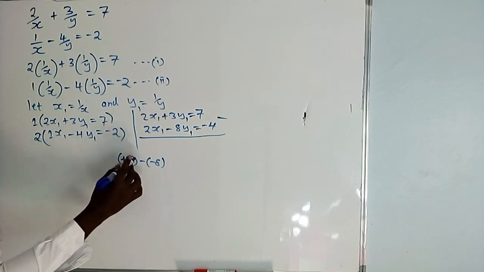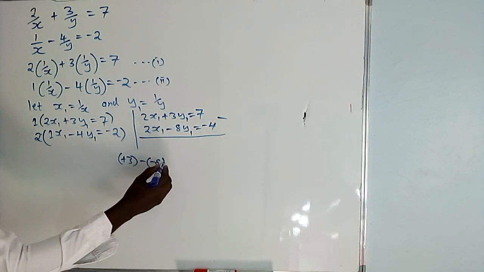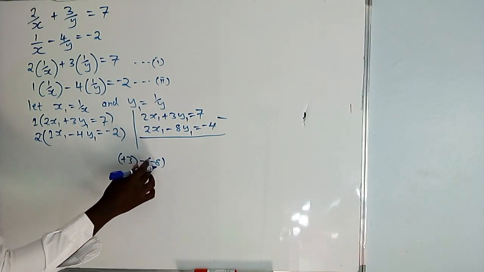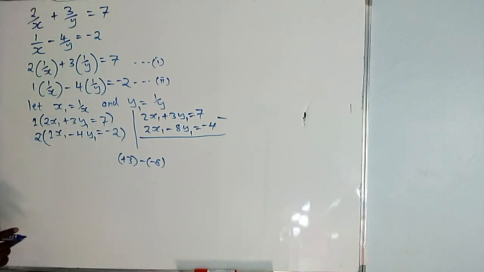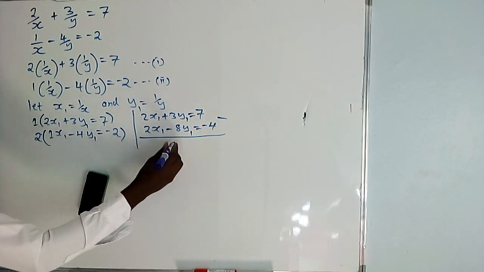You press it in the calculator the way you see it. Positive 3 minus negative 8. What will the calculator give you? You don't look at it and say the answer. You press it in the calculator. Positive 3 minus negative 8. You get? Positive 11, isn't it?